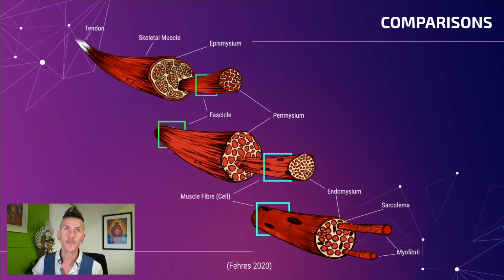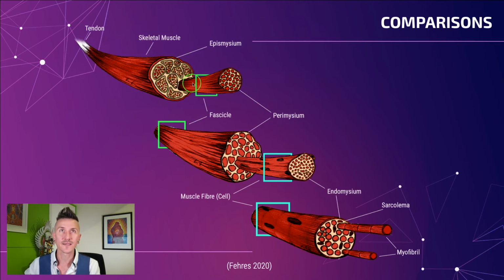It's very interesting. So here we have a rendition I've done for you of skeletal muscle. We've got the tendon, which attaches to the bone, then it comes into skeletal muscle. Around the skeletal muscle, we have the epimysium, a layer that surrounds it. Then within the skeletal muscle, this is the body of the muscle here.